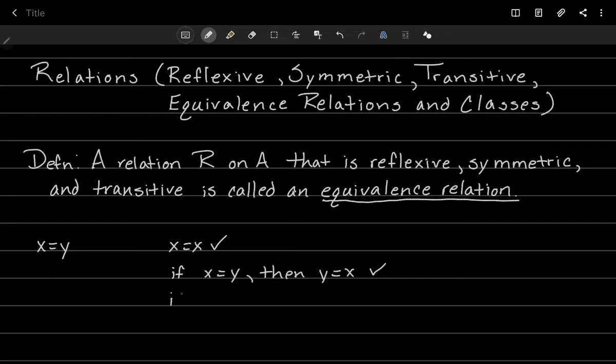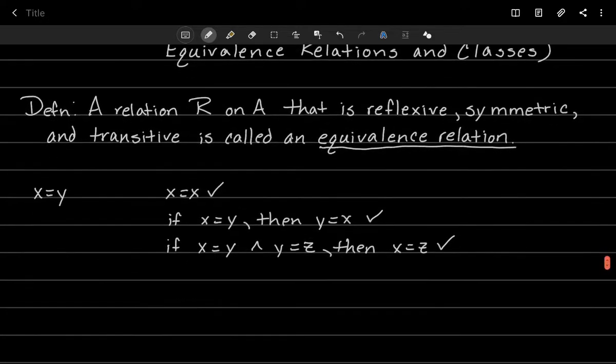And then if x equals y and y equals z, then x equals z, so it is transitive. So that's an example of an equivalence relation. It's kind of the most boring, the most simplistic, not super useful equivalence relation. So we want to look at some more things. Some are going to be equivalence relations, some aren't. Okay.